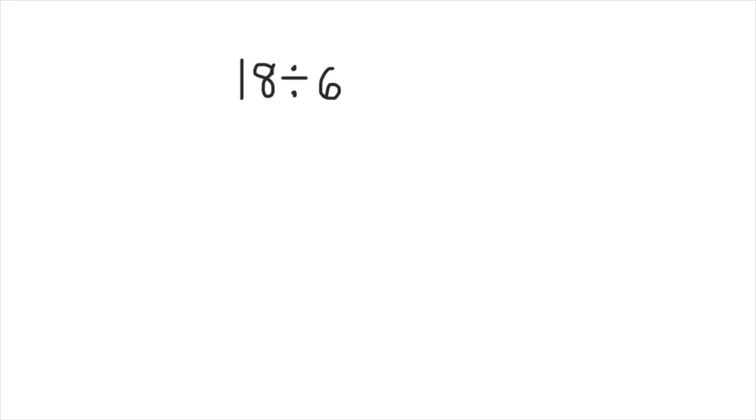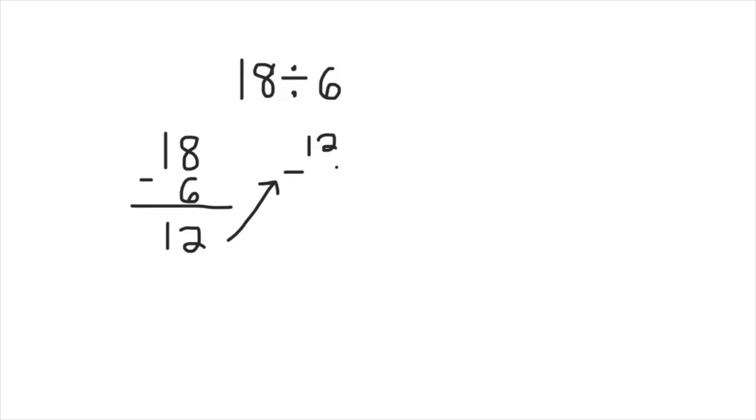Let's use repeated subtraction again to divide. We have 18 divided by 6. So we will start with 18 and we will subtract 6 until we get to 0. So 18 minus 6 gives us 12. We bring up our 12 and we subtract 6 again. 12 minus 6 is 6.